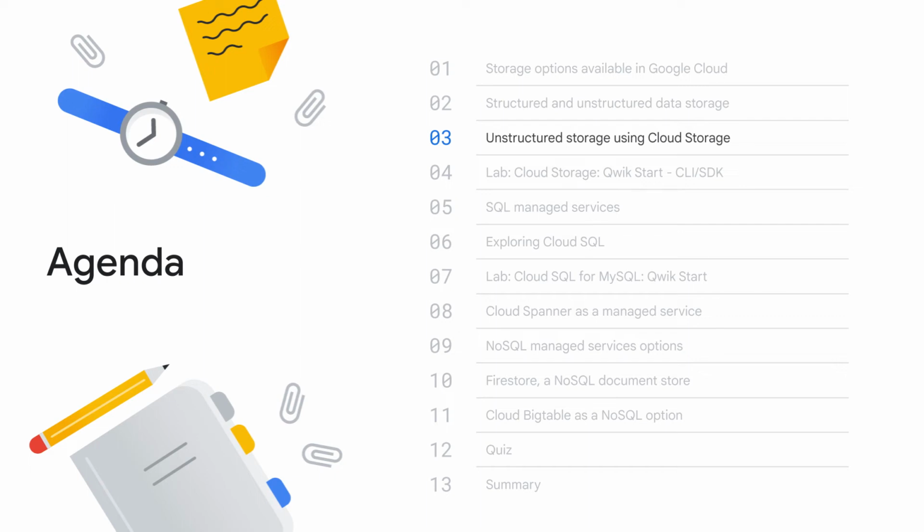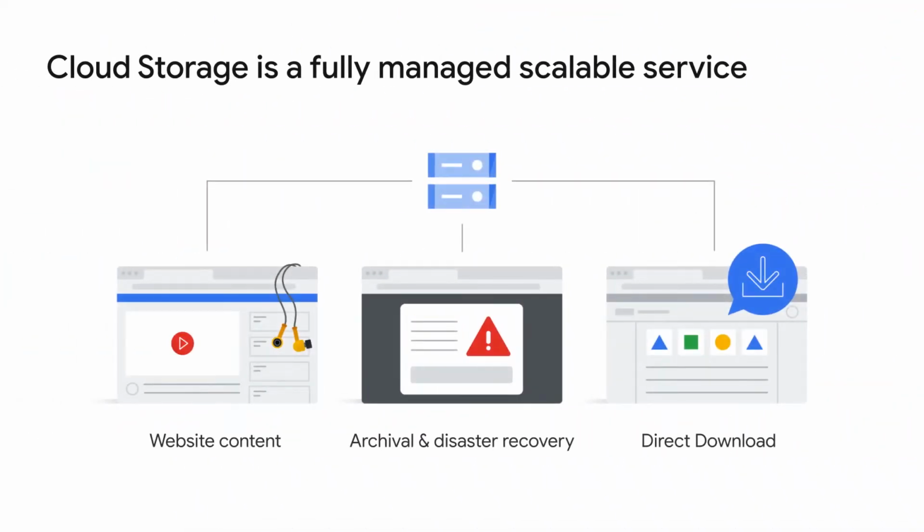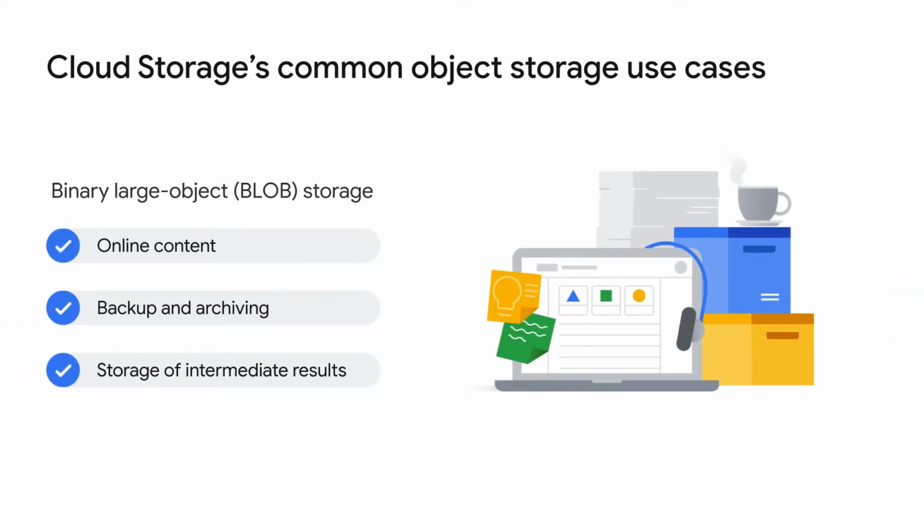Now let's examine how you can use cloud storage for unstructured data storage. Cloud storage is a fully managed, scalable service that has a wide variety of uses. A few examples include serving website content, storing data for archival and disaster recovery, and distributing large data objects to end users through direct download. Cloud storage's primary use is whenever binary large object storage, also known as a blob, is needed for online content such as videos and photos, for backup and archive data, and for storage of intermediate results in processing workflows.